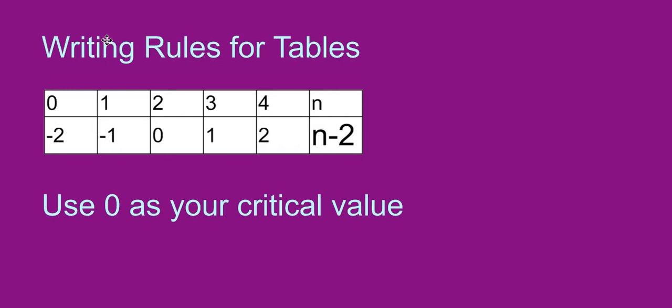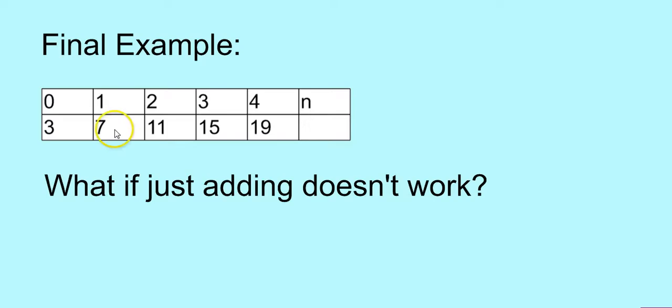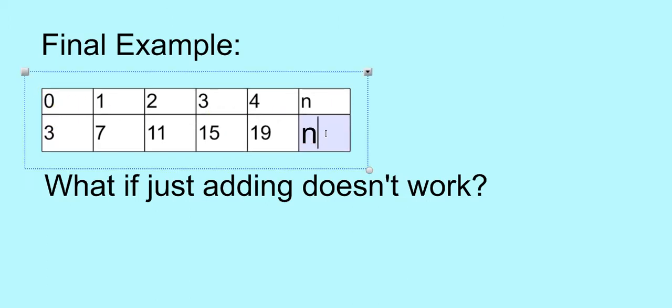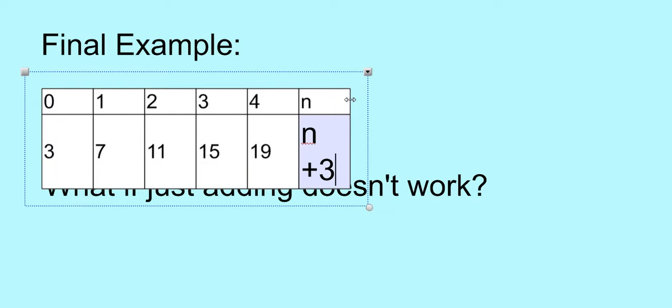Our last example is going to be a little bit more difficult, where we're going to have more than one step in our rule. So let's go ahead and look at that. Our final example, I look at here and I look at 0. 0 is my critical value. To go from 0 to 3, I know I obviously added 3 to n.